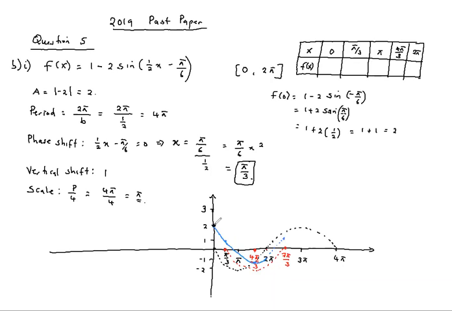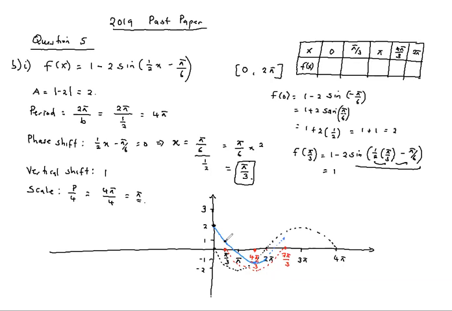And then you go to pi over 3. What will be f of pi over 3? That will be 1 minus 2 sine half pi over 3 minus pi over 6. So you can see that this is the same as pi over 6 minus pi over 6 is 0. So sine 0 is 0. So just remain with 1. And that's why we are at 1 here.